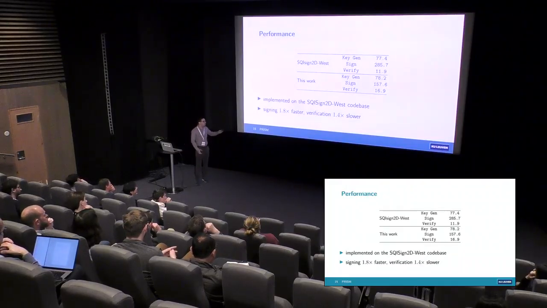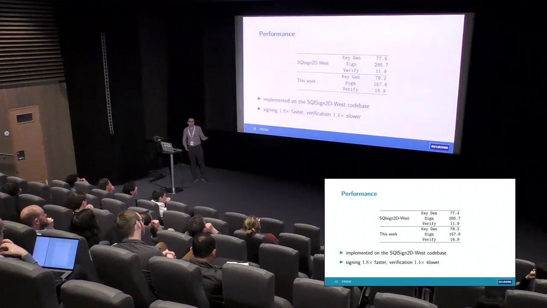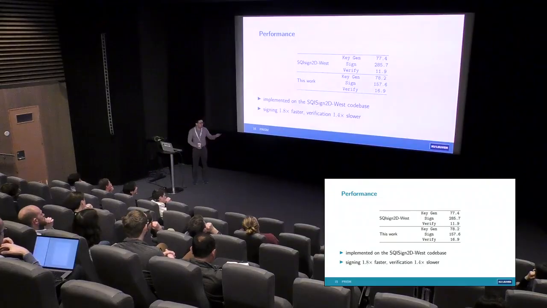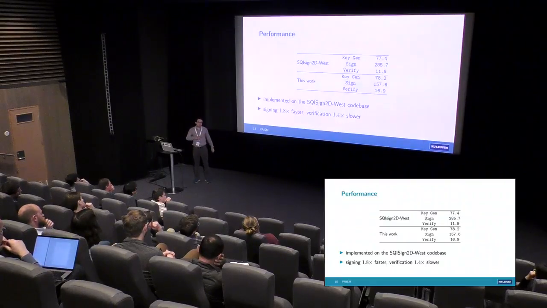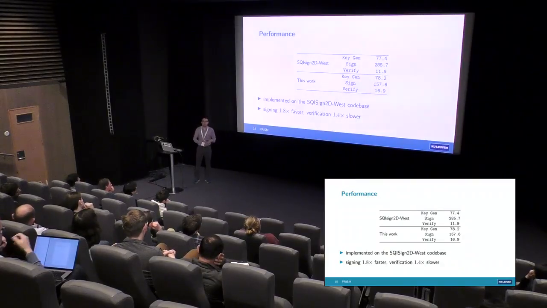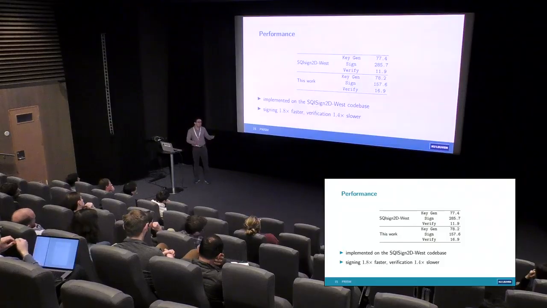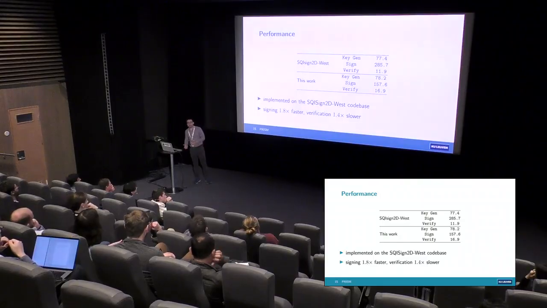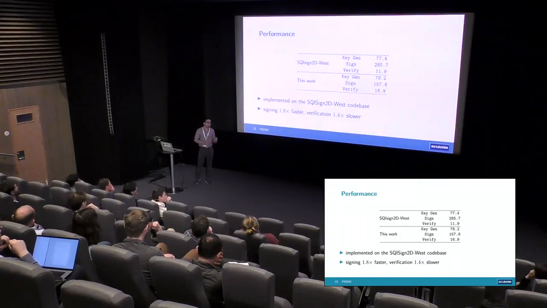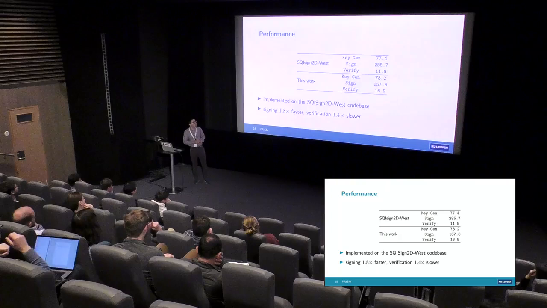The speed, we implemented it on the Ski-sign to D West C code base that is now submitted to the NIST level 2 competition. Compared to Ski-sign to D West, signing is 1.8 times faster, and it can actually become much faster. We can gain like 30 to 40% because we have some subroutines that are not optimized, like some LLL, some not isogeny routines that are not optimized at the moment, so we can do even better than that. Verification is 1.4 times slower, and that cannot be better at the moment. We don't know a way to make it better.